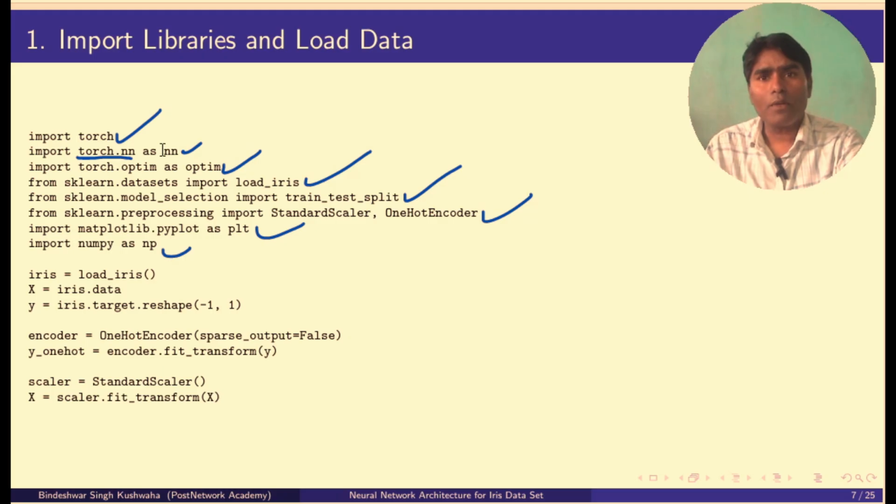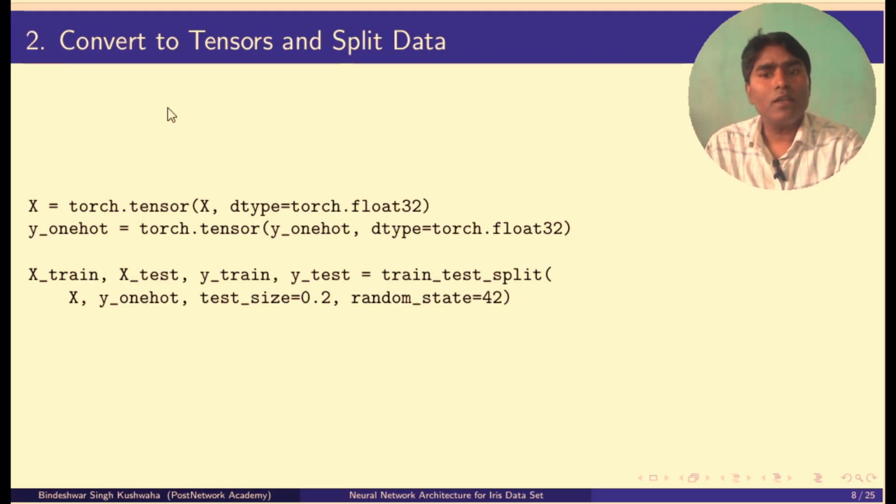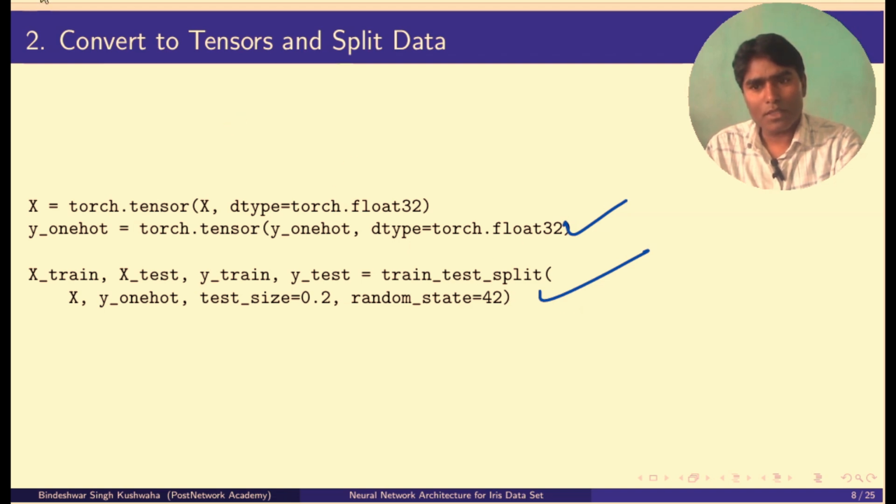Now I have divided the code into 10 parts. The second one converts tensors and splits data. So here you can say that it will convert into tensors and split the dataset for training and testing.